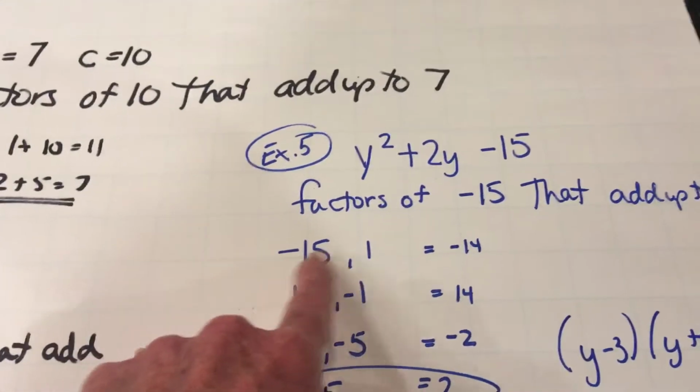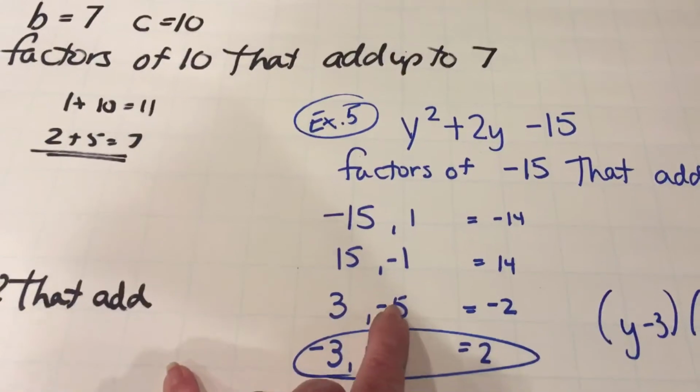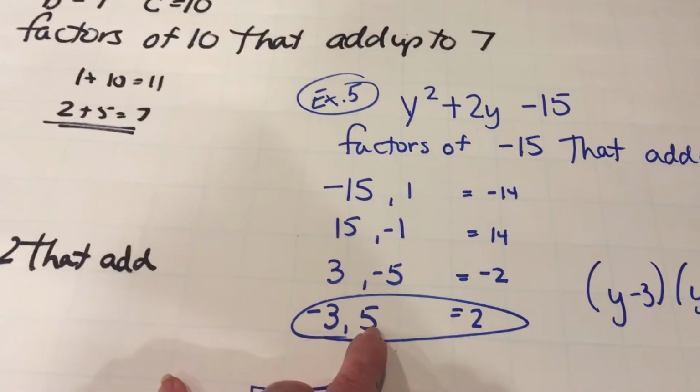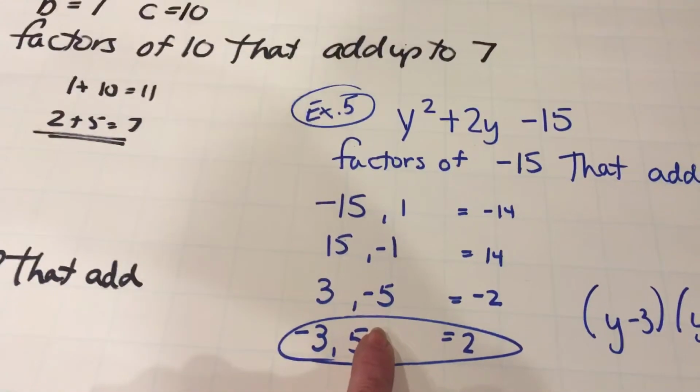It could be negative 15 and 1. It could be 15 and negative 1. It could be 3 and negative 5. It could be negative 3 and 5. Those are the things that multiply across to give us the 15.